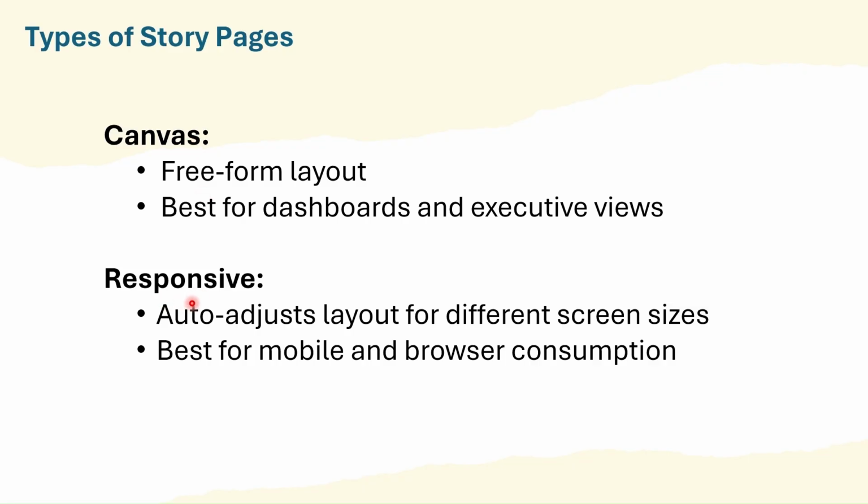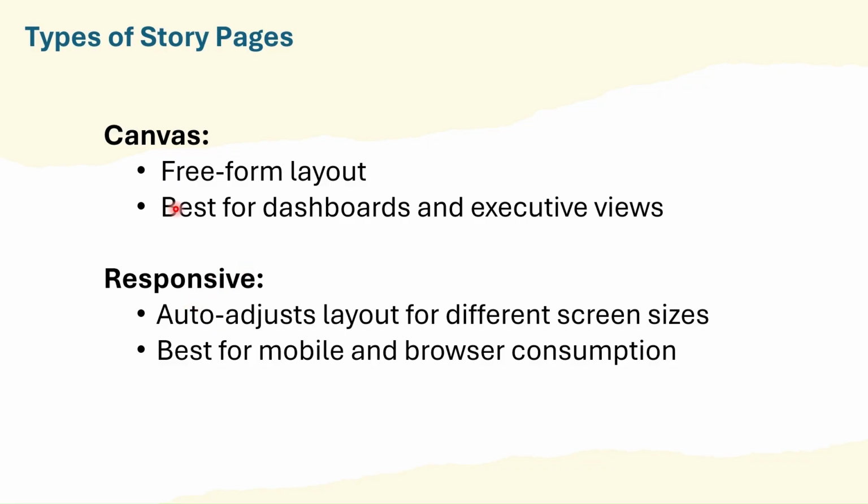When we come to the responsive one, it auto adjusts the layout based on the different screen sizes. So these are very good if your users are accessing the reports from multiple devices. Sometimes they will access the story or the dashboard from mobile devices or from a desktop or laptop. So multiple devices have multiple screen sizes. Some laptops come with an 11-inch screen, some 14, some 16. Desktop maybe 21, 23. So it varies. So this responsive page adjusts the size automatically based on the screen size of the device.